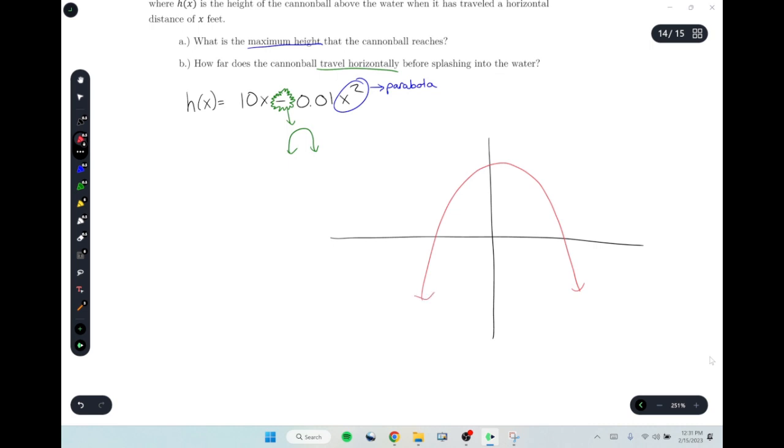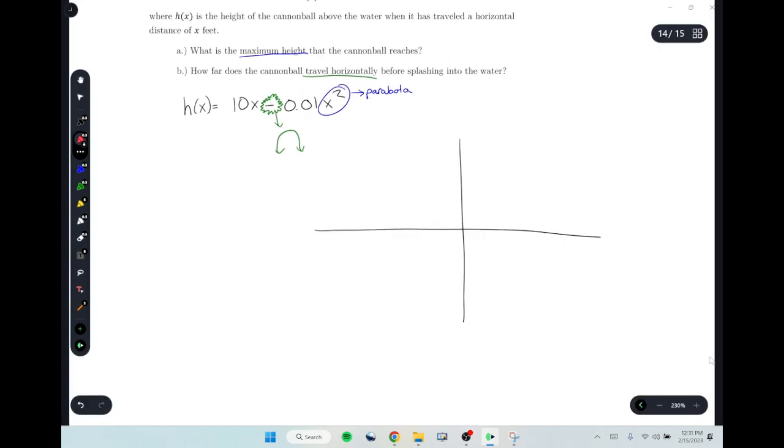Don't draw it yet. We don't know what it looks like. How are we going to find the max height? That's exactly what we're going to find. We've got to find the vertex. But how are we going to find the vertex?